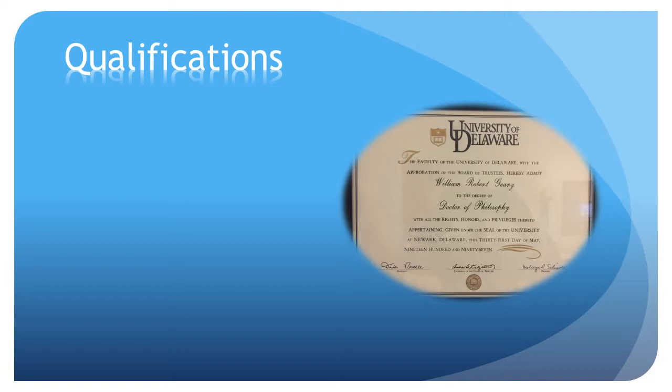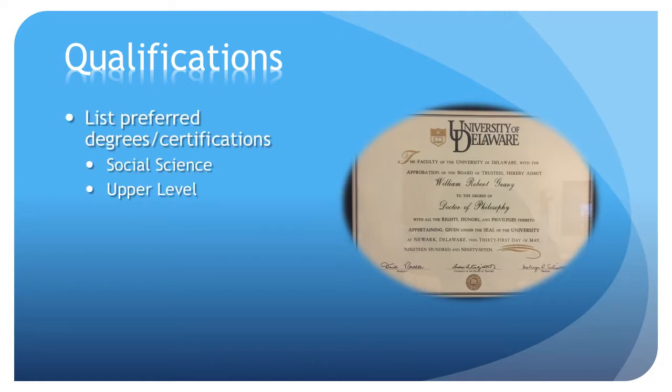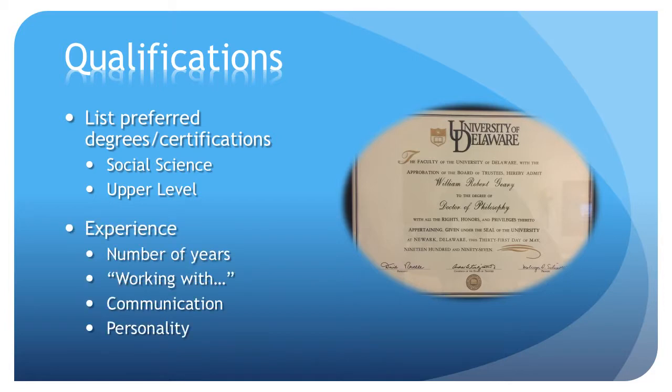Qualifications typically include a description of any degrees or certifications. For coalition work, it's often a good idea to seek out candidates with degrees rooted in the social sciences. Requiring someone with an advanced degree or certification may also be a good idea since it may demonstrate a higher level of technical skills. Another important qualification, of course, is experience.